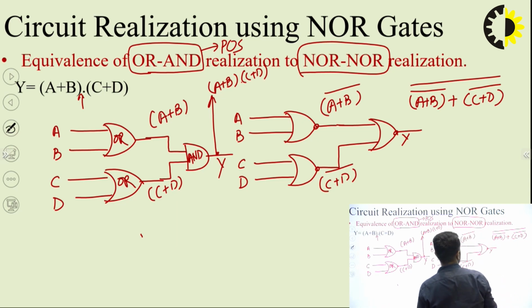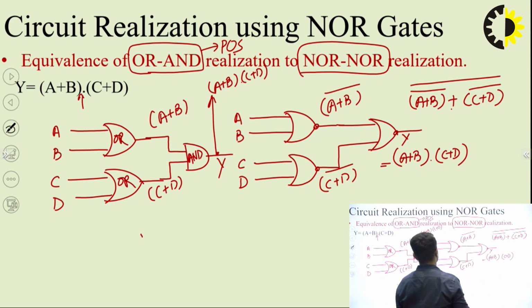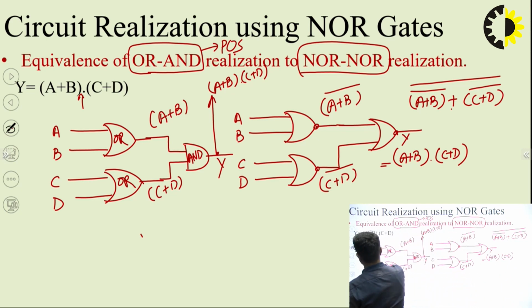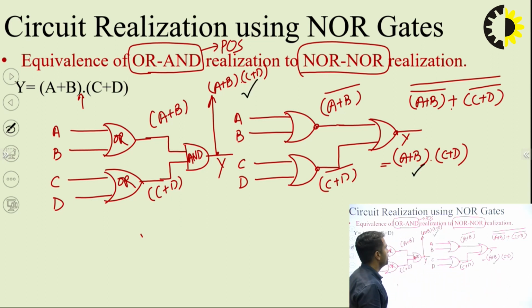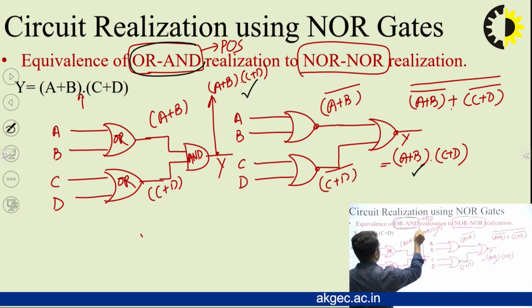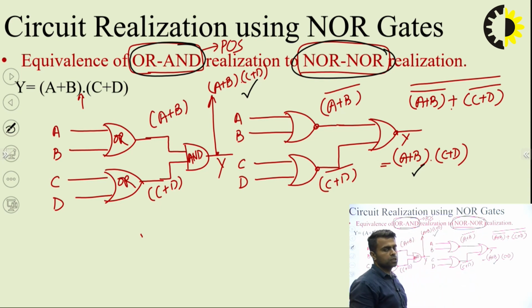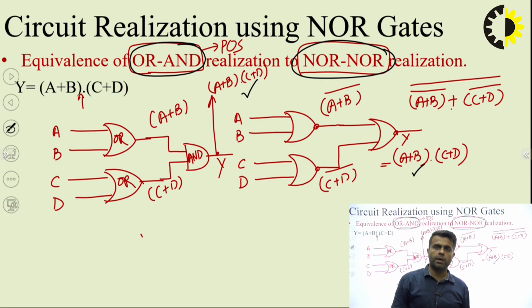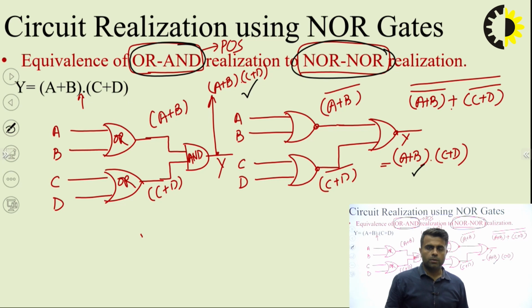And applying De Morgan's theorem here, we can see that it will be (A plus B) double complement. Double complement will cancel out each other. This plus will change to dot, and (C plus D) double complement. So double complement will again cancel out each other. So we can see that both these expressions are identical. That means we can again re-emphasize that OR-AND circuits are equivalent to NOR circuits. That means OR can also be replaced by NOR and AND can also be replaced by NOR. So by using this equivalency, now we can realize any complex POS expressions.